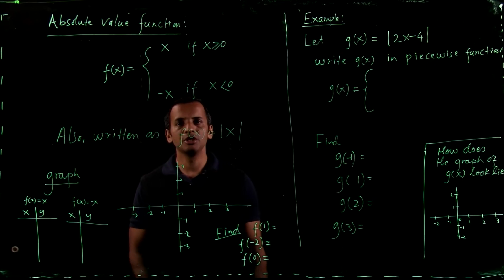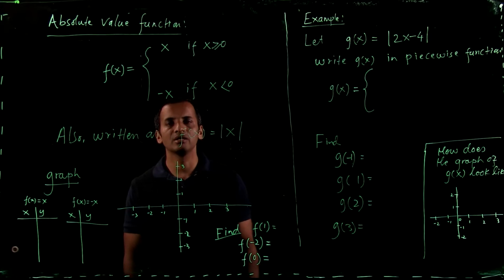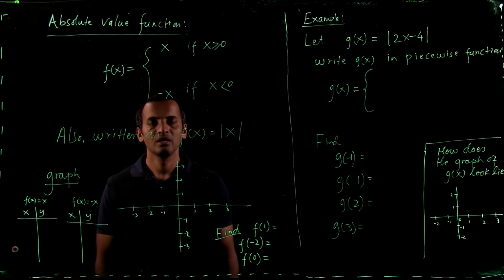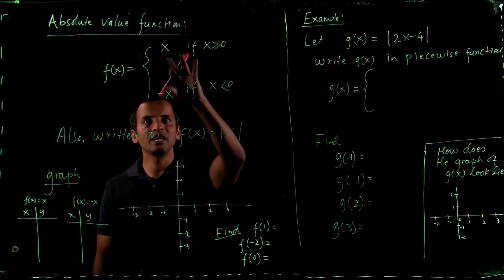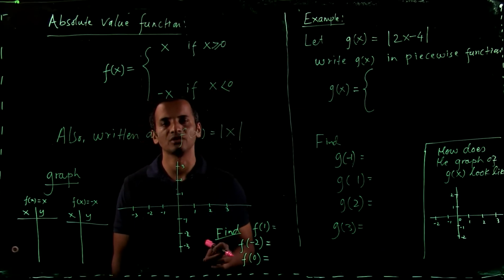Hi, in this video I'm going to define an absolute value function, and then we'll see some examples on absolute value function. Okay, how to find the value of the function for an absolute value function. So if a function f(x) is defined piecewise in this way, this function is called the absolute value function.